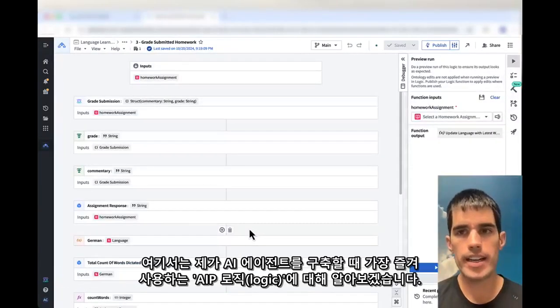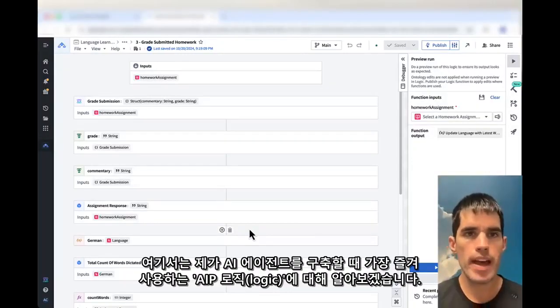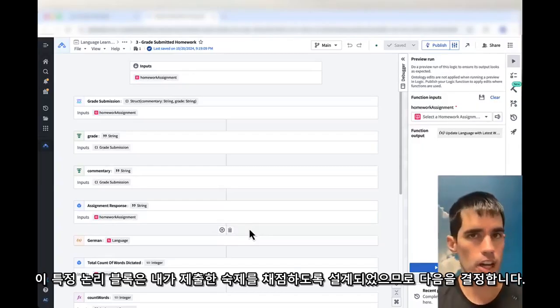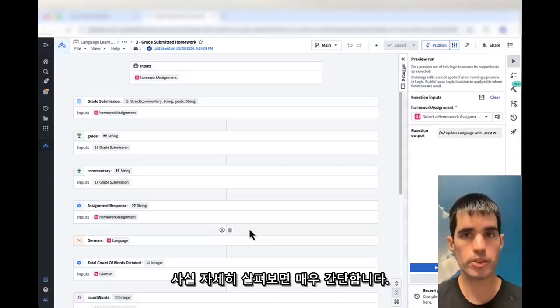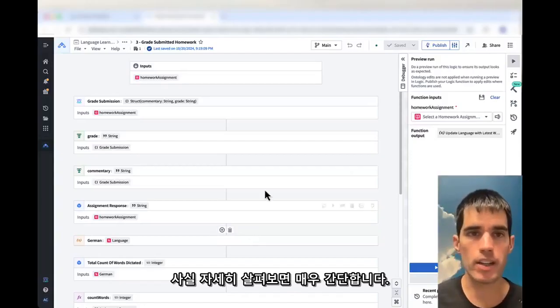So here we are in AIP Logic, which is my favorite place to build an AI agent. And this particular logic block is designed to grade my submitted homework. So determine, did Andy do well on that assignment? And it's actually super, super simple when you take a close look at it.